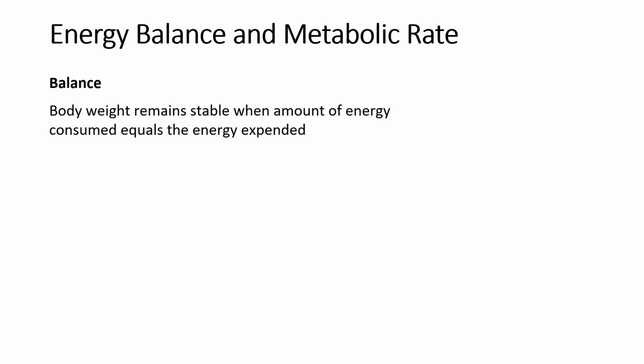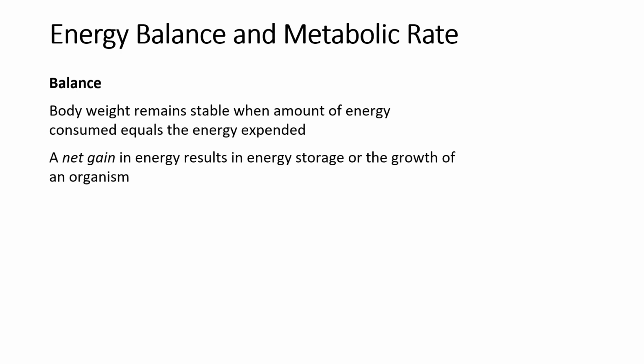Now, notice in this section, in addition to metabolic rate, we're also talking about energy balance. And so there must be a balance, according to the laws of thermodynamics, that has to do with maintaining energy appropriately. So body weight in an organism, specifically mammals and such, will remain stable when the amount of energy consumed equals the energy expended. So calories in from your food must equal calories out from your exercise and your basal metabolic rate.